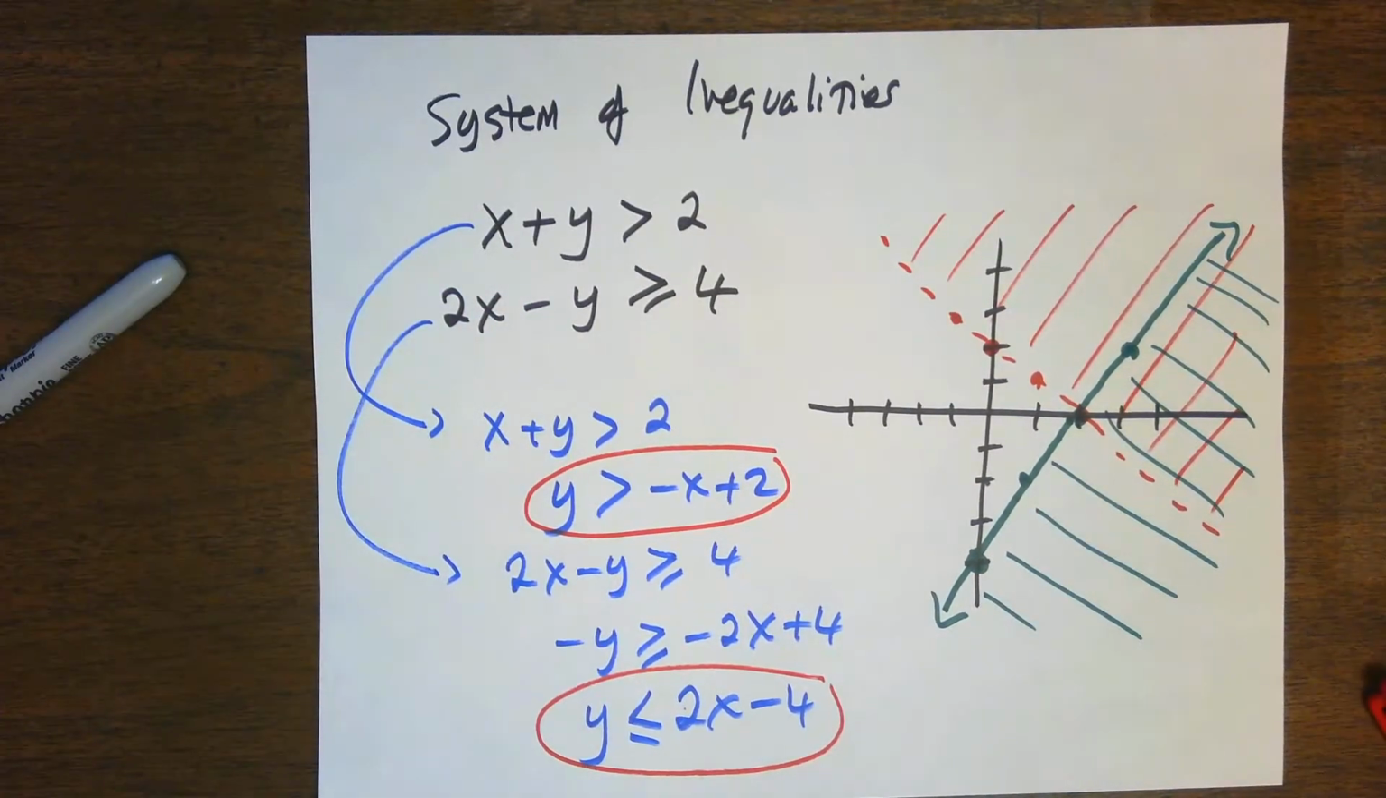So now notice what's happened here. When we graphed both inequalities on the same axis, we actually ended up with 4 different regions. 4 different regions. Can you see them?